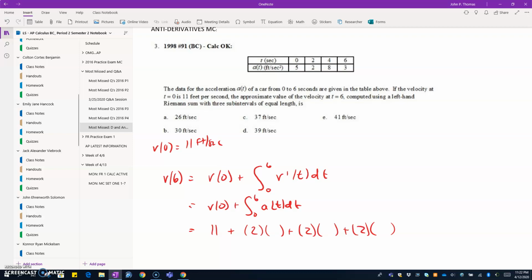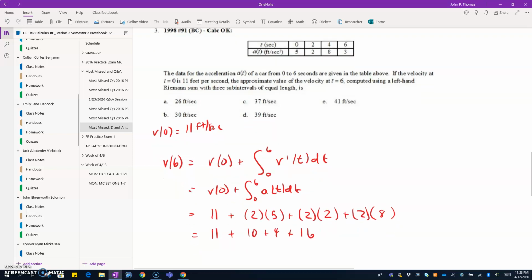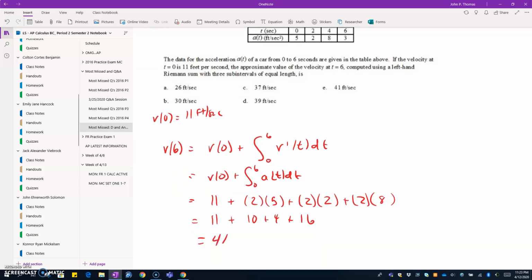All right, and then we need our height, and this was a left-hand Riemann sum, so I've taken the left-hand side of each interval. So we've got a 5 for the first one, we've got a 2 for the second one, and an 8 for the third. So that's going to be 11 plus 10 plus 4 plus 16. That's going to be a 41. All right, so all in, we're at 41, and the correct answer would be E, 41 feet per second.